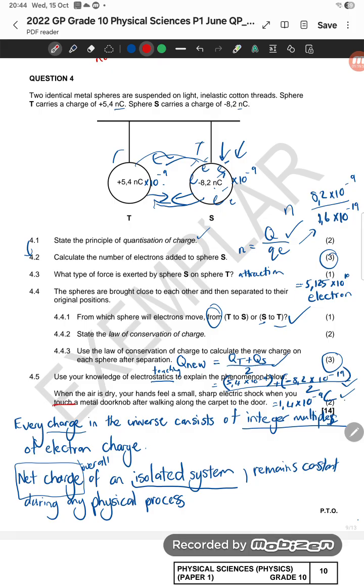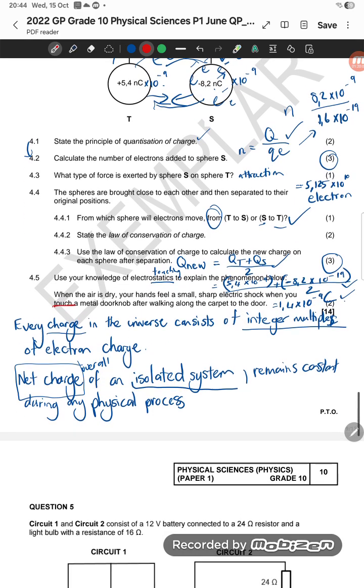In South Africa. After walking along the carpet to the door. Oh, yay. So I go to the carpets. The carpets is going to give me some electrons onto my shoes or onto my feet. Why did they say after walking along the carpets to the door? Let's break this down. I get electrons from the carpet onto my feet, maybe. But then the electrons would be on my feet. So that's a bit weird. Okay, let's leave that carpet walking first.